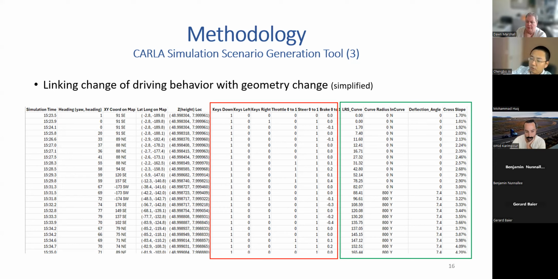We only usually introduce two design alignments: horizontal alignments and cross-sectional alignments. The vertical alignments were not within the scope. We didn't want to complicate things. But in the actual tool, we can incorporate the vertical alignment as well. Okay, so these are the three tools.